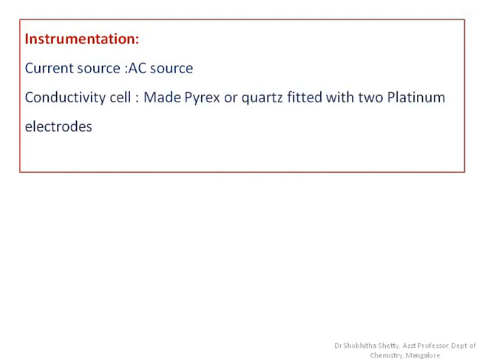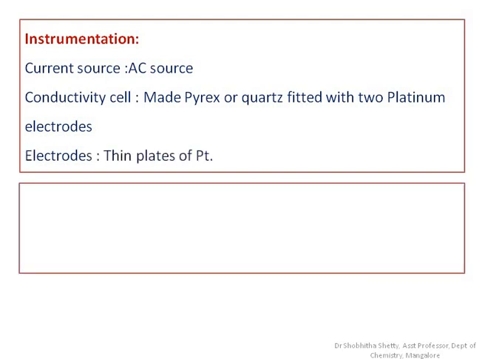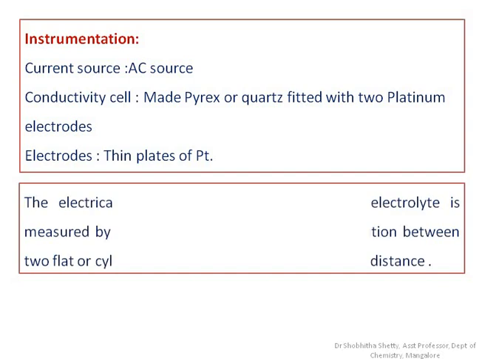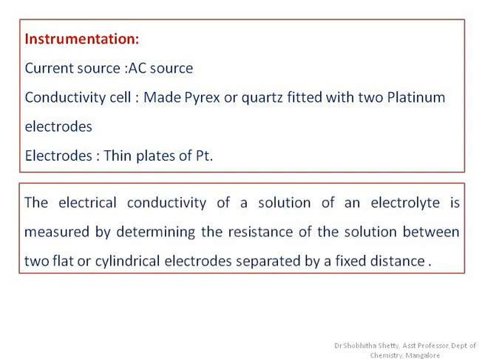So what is the instrumentation related to this conductometry method? Here the instrument used is called a conductometer, and we always use an AC current source. And how is the conductivity cell made? To record the conductance we use a conductivity cell. This conductivity cell is made up of quartz fitted with 2 platinum electrodes. So the 2 electrodes used inside the conductivity cell are platinum, thin plates of platinum.